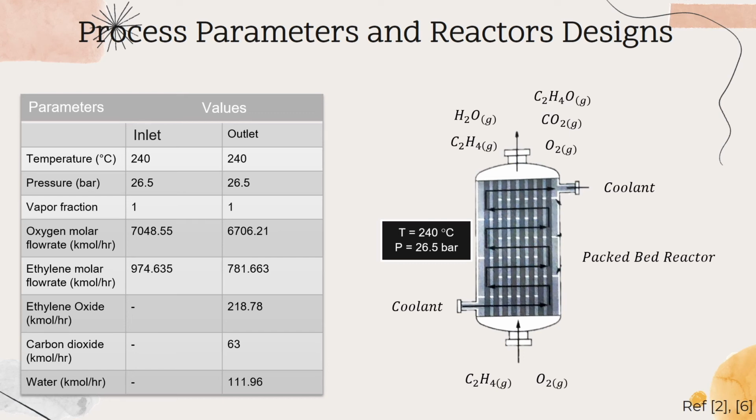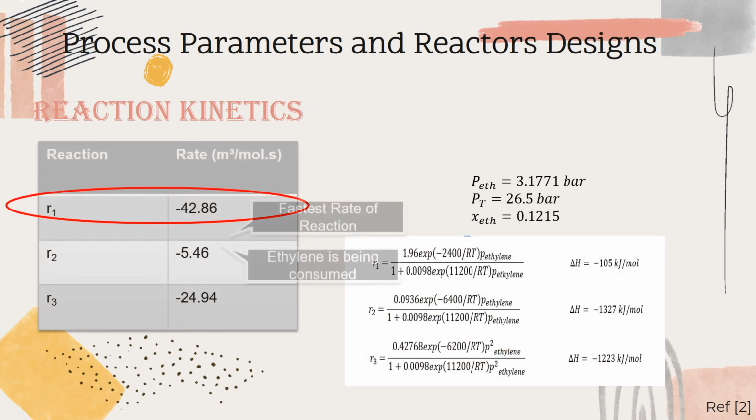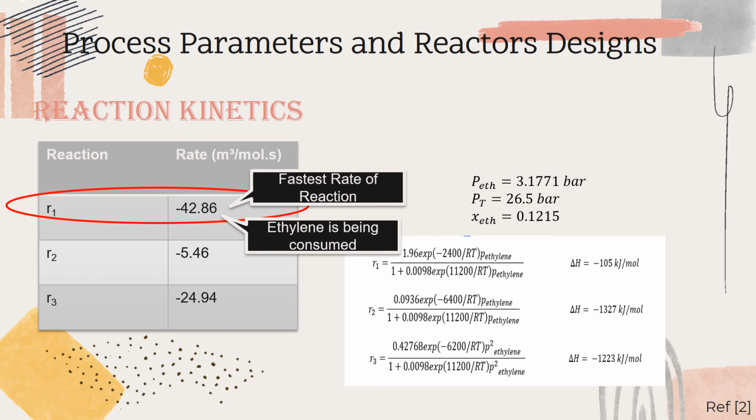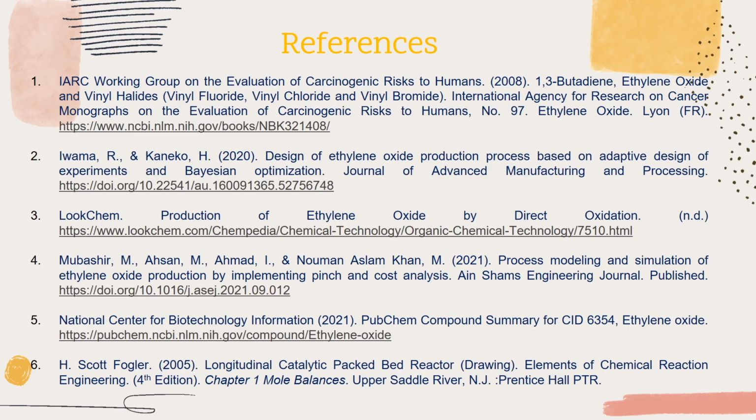Ethylene and oxygen are consumed and ethylene oxide, carbon dioxide and water are formed. This means all three reactions occurred in the reactor. Reaction 1 happens the fastest, hence the high amount of water and ethylene oxide compared to carbon dioxide in the outlet stream. And lastly, these are the references used for this entire project, listed in APA format.